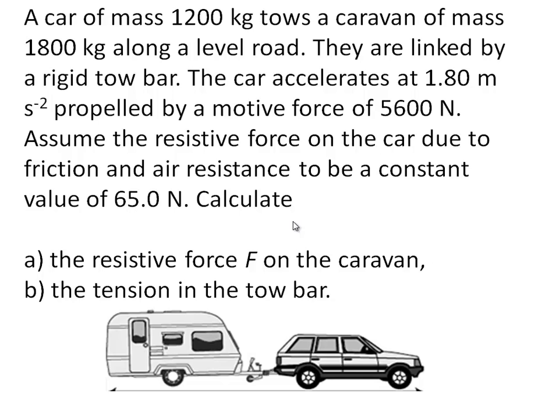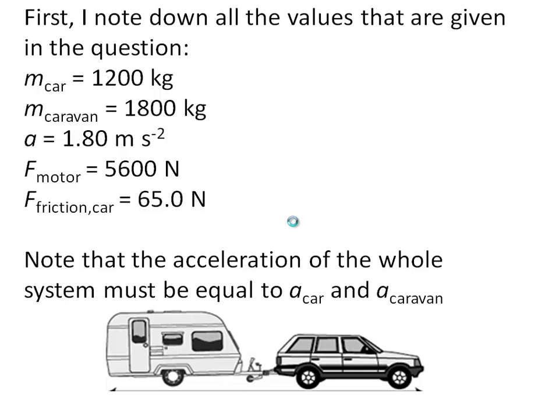Assume the resistive force on the car due to friction and air resistance to be a constant value of 65.0 newtons. Calculate A. The resistive force F on the caravan, and B. the tension in the tow bar.